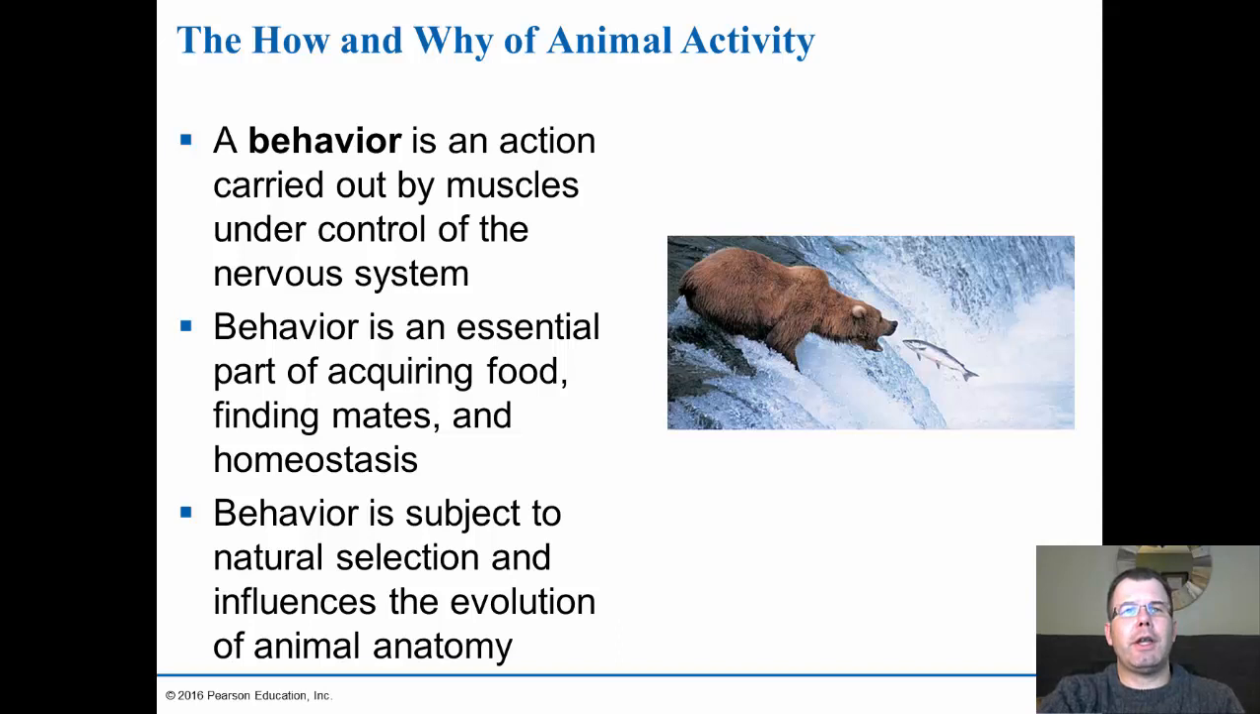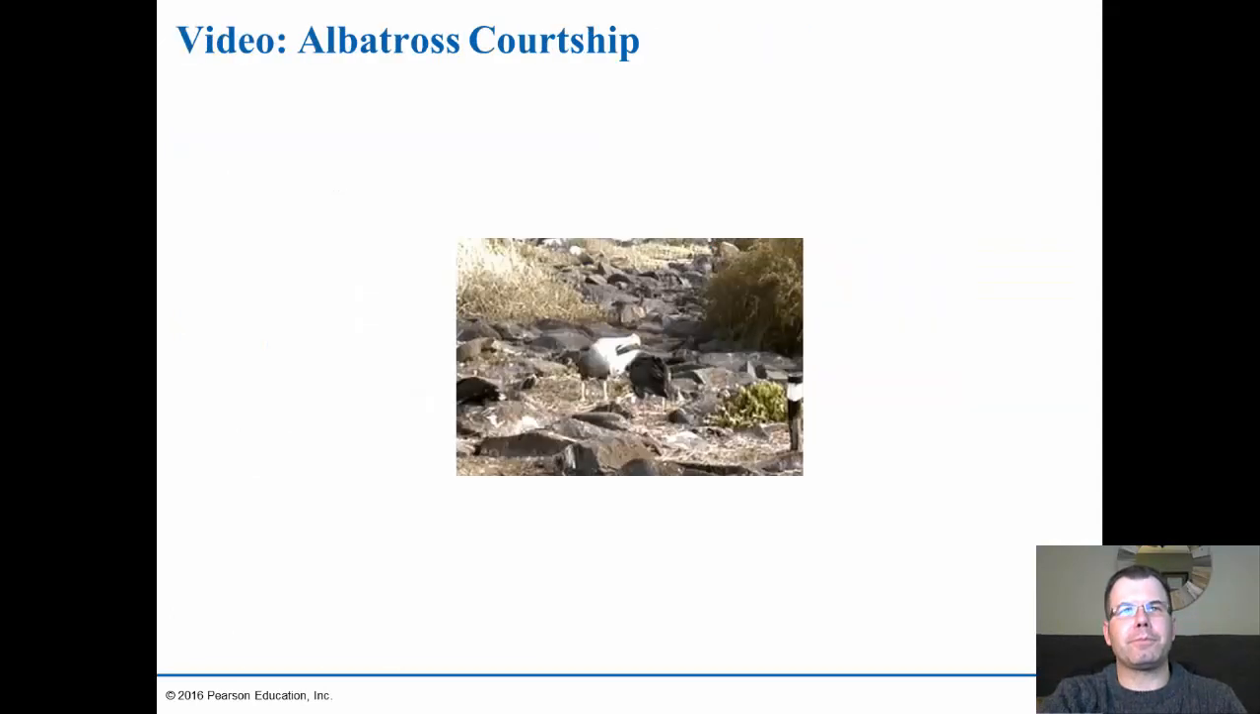Now, behavior is subject to natural selection and influences evolution in animal anatomy, which also plays a role. And so we'll look at display characteristics that animals have to say, hey, I'm good to mate with me, or some of the other things that they may have that allow them to survive better in the wild. So we'll look at that as well.